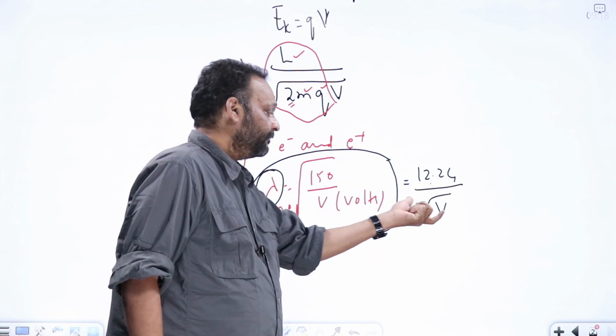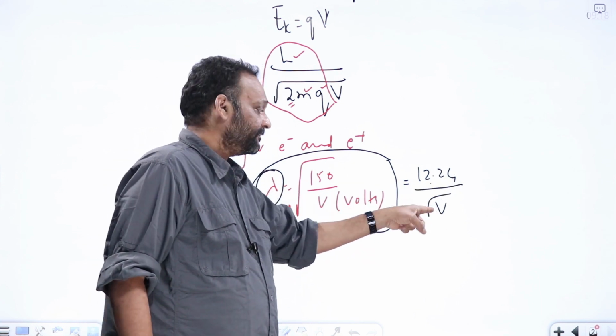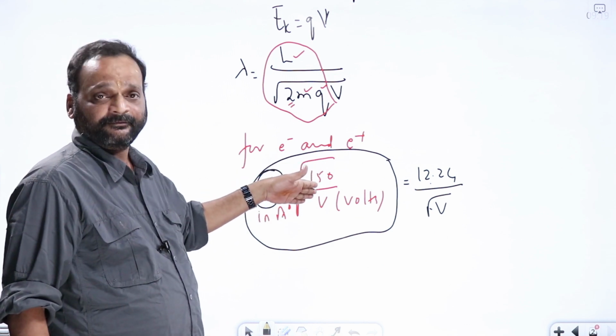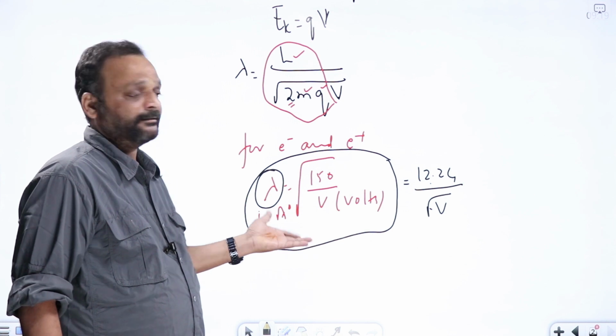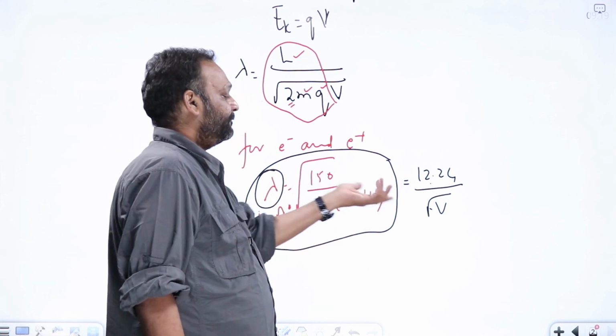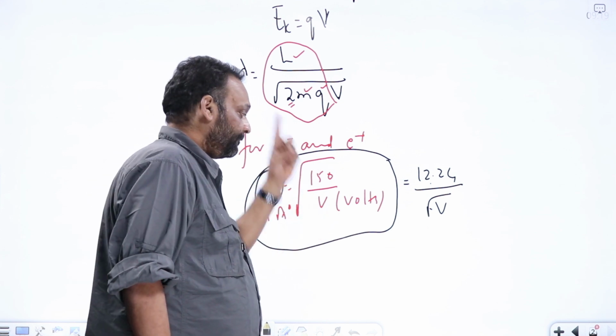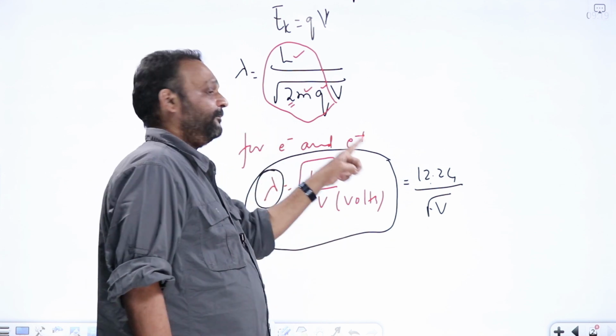If the voltage is a perfect square, use this formula. If the voltage is something related to 150, use that formula. Both are one and the same. Depending on the voltage value, use either this or that. But this formula is applicable only for electrons and positrons.